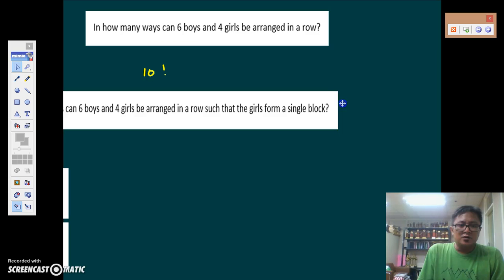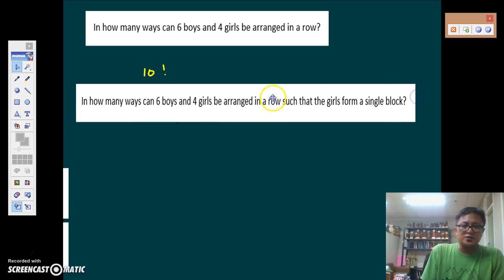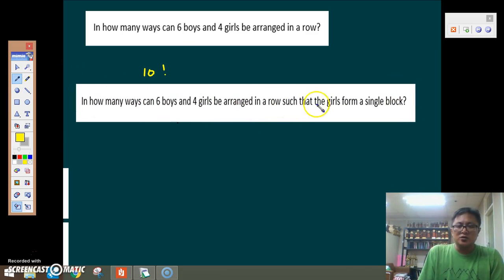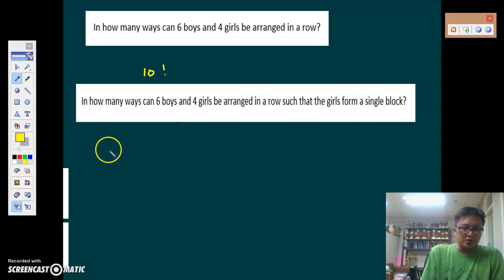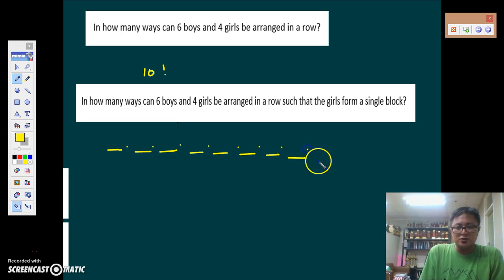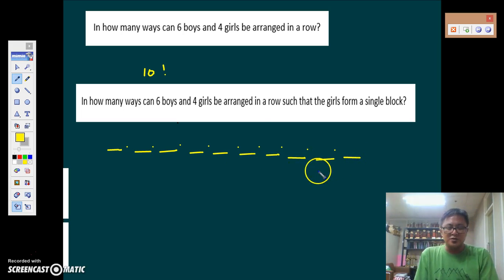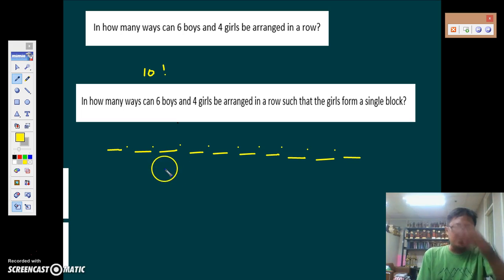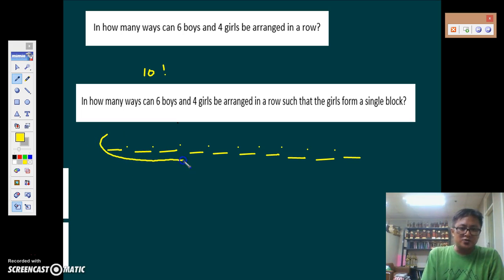Next. In how many ways can 6 boys and 4 girls be arranged in a row such that the girls form a single block? Now notice here that let's have the 10 seats. So let's go 4, 5, 6, 7, 8, 9, and 10. Suppose these are the 10 seats. Remember, there are 4 girls and they must be together. They should form a single block. For example, these 4 seats will be taken by the girls. They want to be together. The boys can sit anywhere they want.